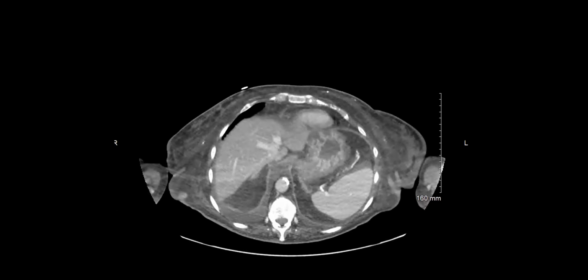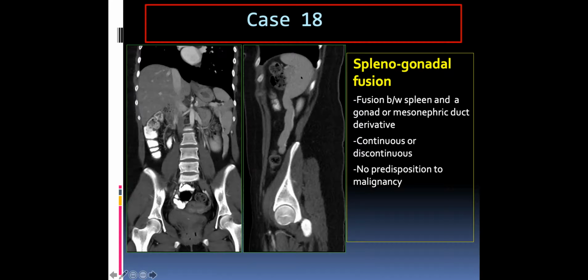Pause. So just a cute show and tell, another one of splenogonadal fusion, which is fusion between the spleen and a gonad or mesonephric duct derivative. It's basically seen like a Rapunzel's tail, a long soft tissue extending from the spleen down into the pelvis. It can happen either in males or females. There are two types described, continuous or discontinuous, and just awareness of this entity and no predisposition to malignancy, just a benign entity. I thought this was kind of a cute cape and a long braid, if you will.